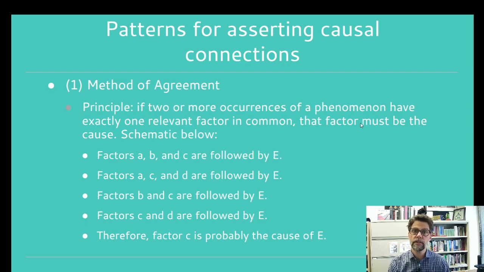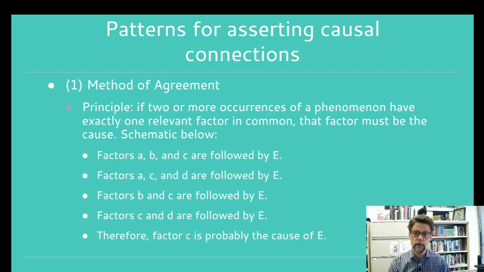In this chapter, we are going to see 4 patterns for asserting causal connections. That's the pattern of the method of agreement, method of difference. You can put them together to get agreement and difference. That's method 3. And then the final one is concomitant variation, or the method of correlation. I'm just going to walk through some schematics right now and tell you a little bit about the different methods so that it can help you with the reading and the homework.